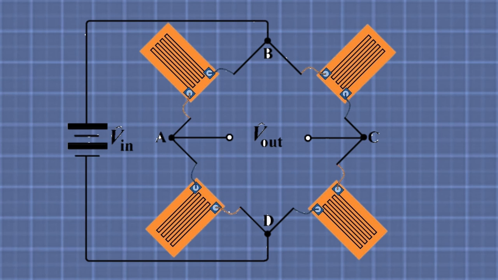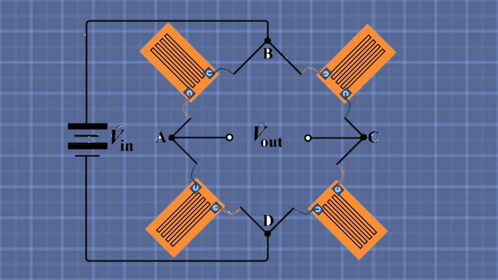This is a Wheatstone bridge configuration. In this configuration, the fixed resistances are replaced with these four strain gauges. If the resistance of any of these strain gauges changes, the voltage output also changes. By measuring this voltage, we can detect the load. But the voltage change is very small.